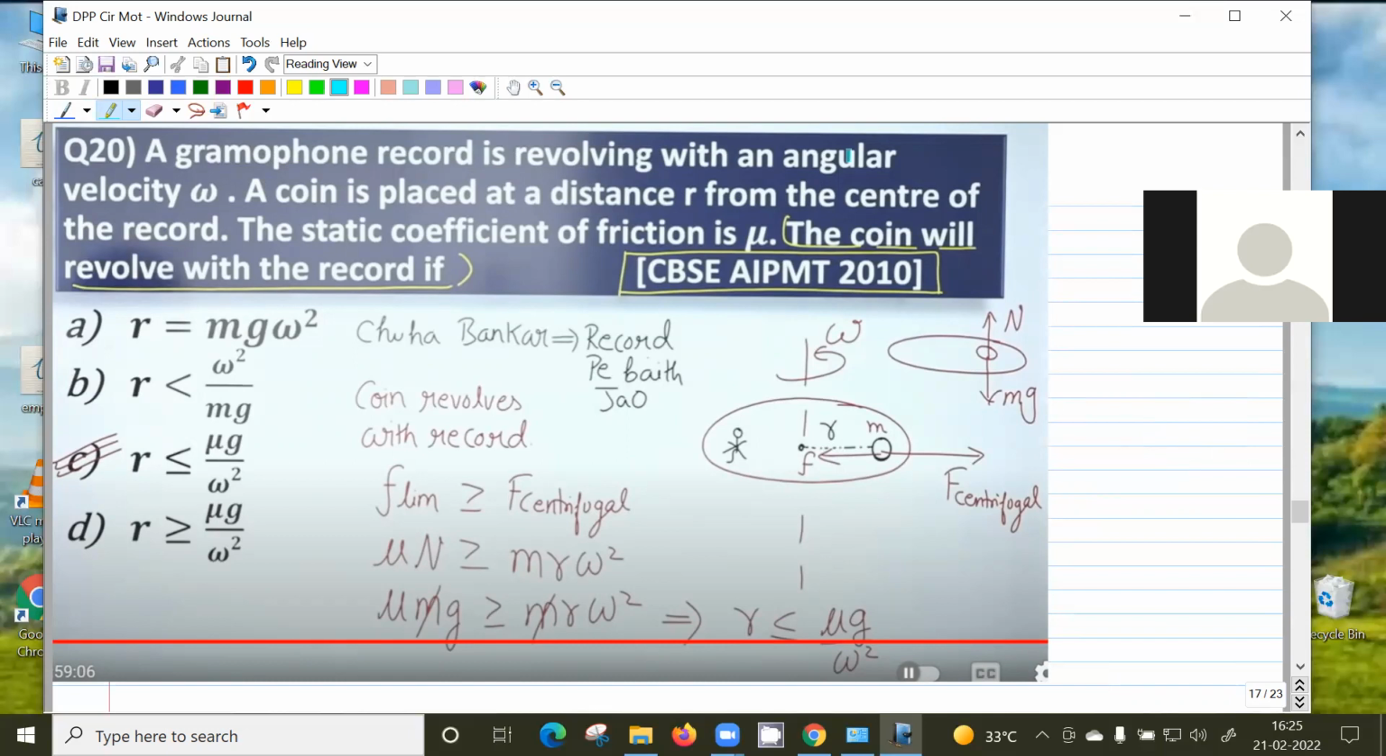No, sir. So the gramophone record is a platform, no? Circular platform. Okay. And the coin is placed on this platform. So what are the forces acting on the coin? In the vertical direction, there will be weight and the normal reaction. Okay. So that is not a thing. But in the horizontal direction, there will be only one force, that is a friction force, right?